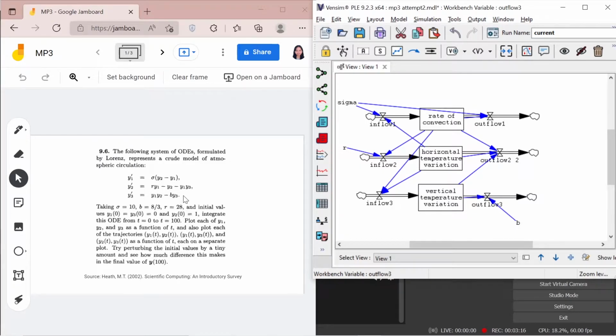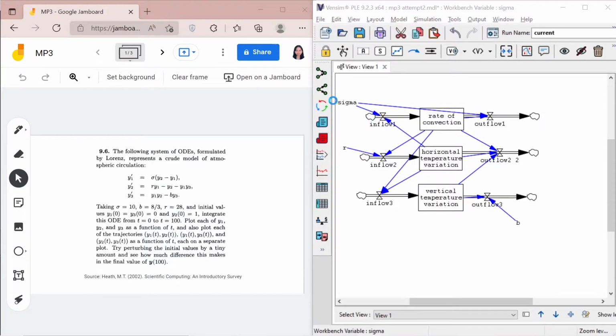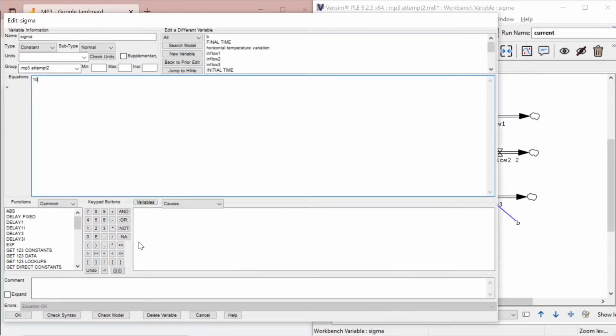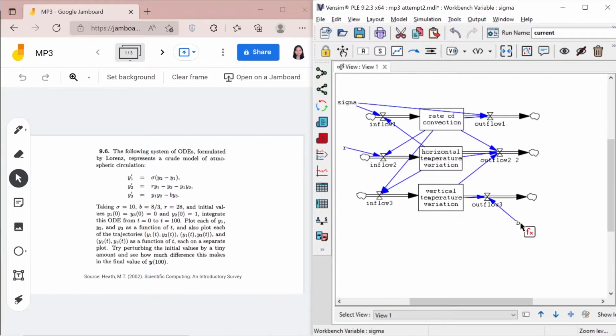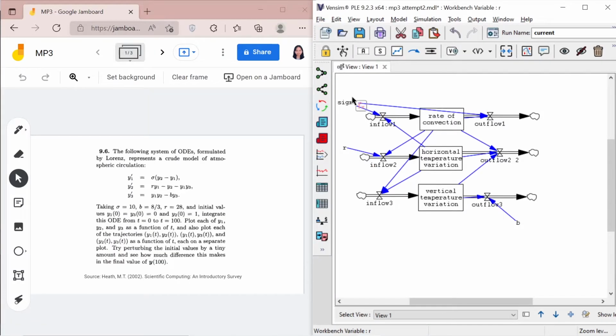Let us check the constants sigma, r, and b. Sigma is equal to 10. B is equal to 8/3. And r is 28. These sigma, r, and b are parameters proportional to the Prandtl number, Rayleigh number, and certain physical dimensions of the layer itself. The initial values for y1, y2, and y3 are the following.